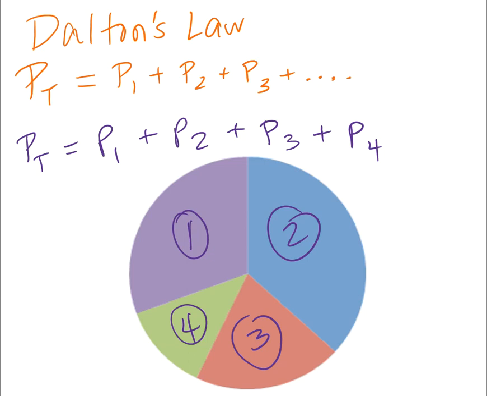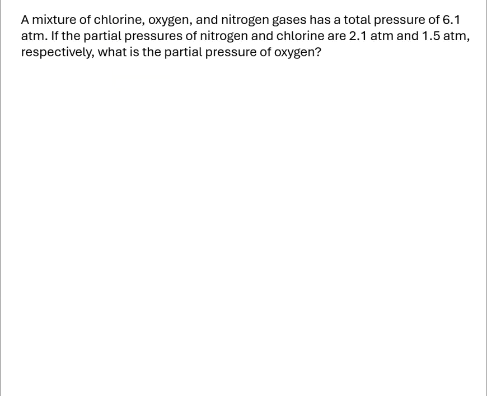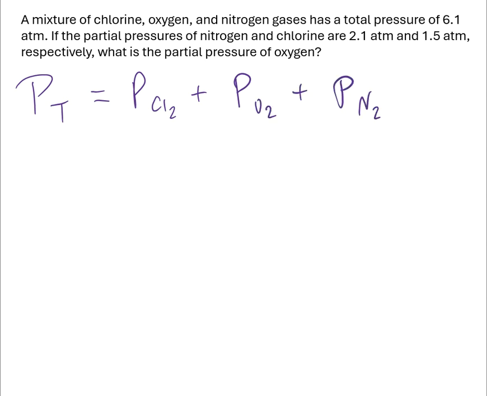And so we can apply that concept as we work through an example. In this example, it says a mixture of chlorine, oxygen, and nitrogen gases has a total pressure of 6.1 atmosphere. If the partial pressures of nitrogen and chlorine are 2.1 atmosphere and 1.5 atmosphere respectively, what is the partial pressure of oxygen? So if we think about what we have, it tells us that we have a mixture of 3 gases. So that means that the total pressure for this mixture is going to be equal to the pressure of the chlorine plus the pressure of the oxygen plus the pressure of the nitrogen.